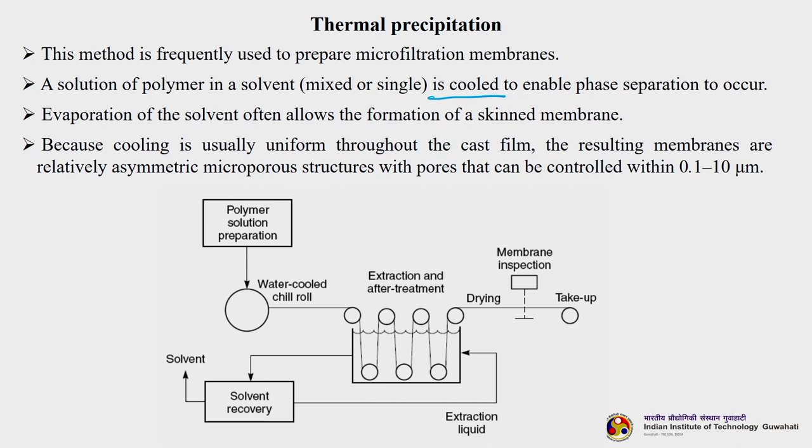So, in every process, the solvent is getting evaporated and finally precipitation of the polymer membrane is happening, or the matrix is forming. And because the cooling is uniform throughout the cast film, usually it is uniform.